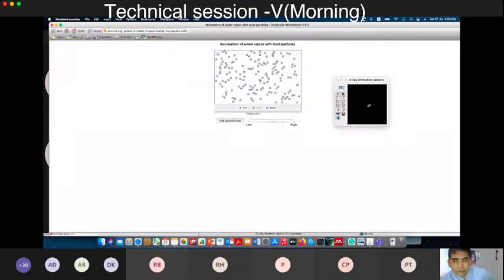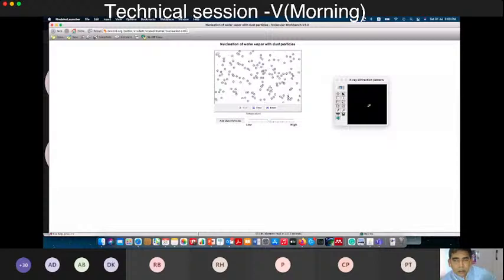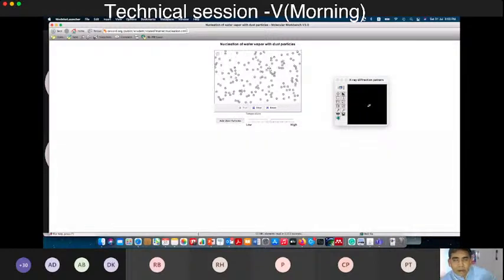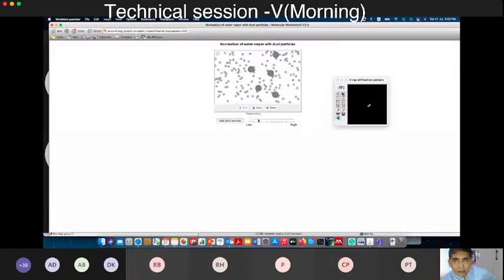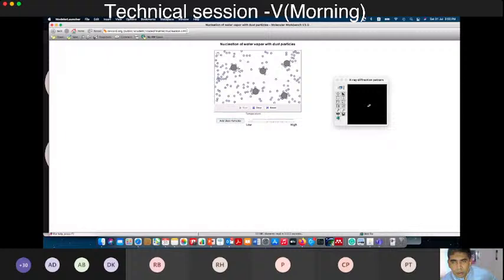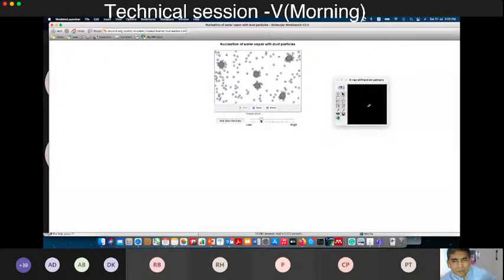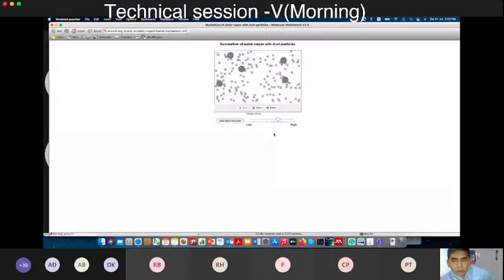We are adding this dust particle now. The temperature is increasing a bit. They are nucleating on top of this dust particle. That is another type of simulation you can perform at home. A lot of nanotech courses are there. In Dibrugarh University, I think they now have an MSc program probably.